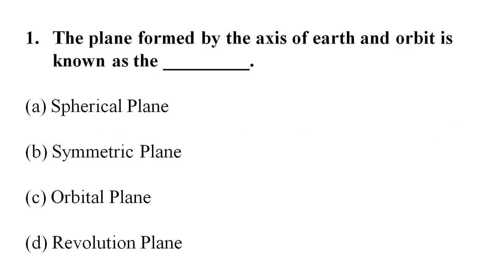Question 1. The plane formed by the axis of Earth and orbit is known as the dash. Option A, spherical plane. Option B, symmetric plane. Option C, orbital plane. And option D, revolution plane. Your correct answer is option C, orbital plane.